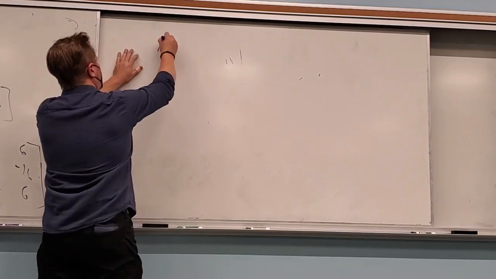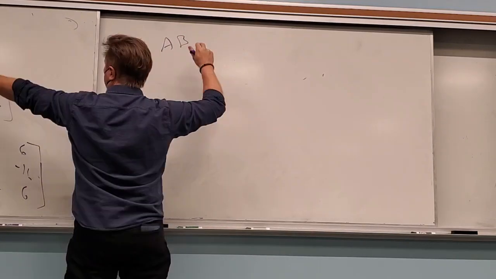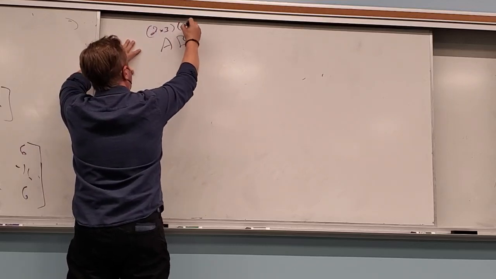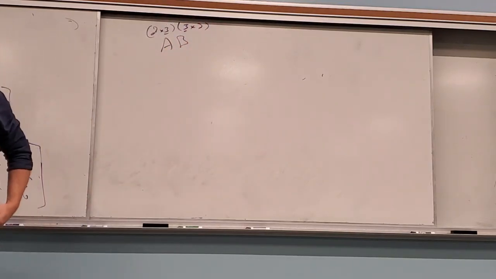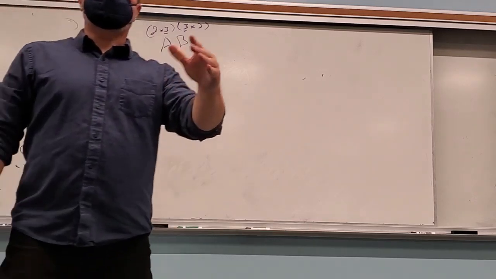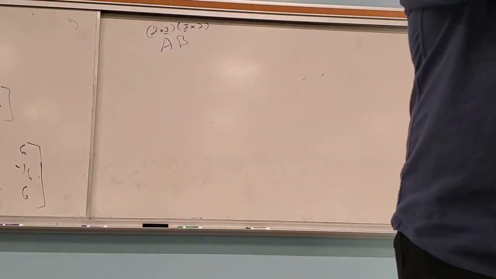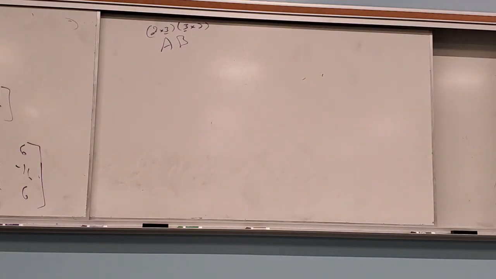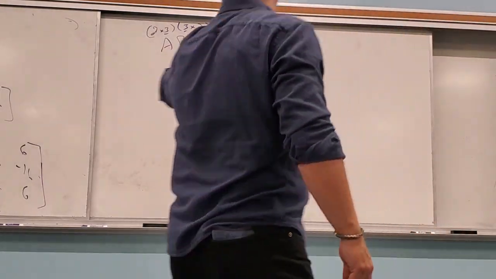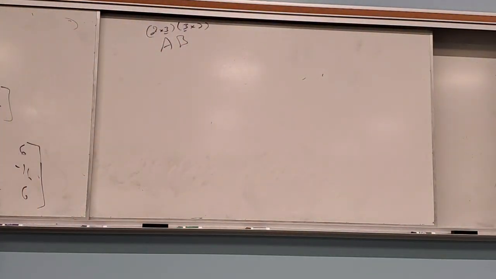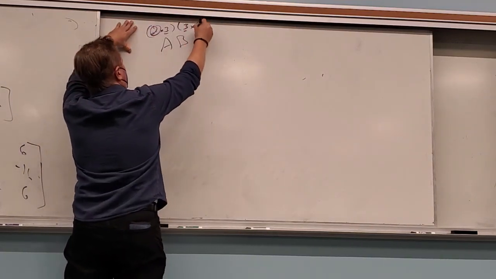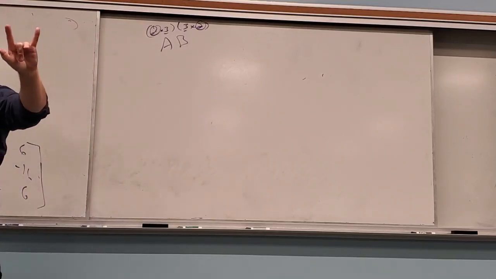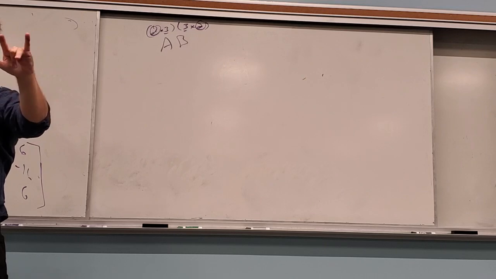Okay, so if I try to do A times B, how big is A? 2 by 3. How big is B? 3 by 2. Do the inner ones match? Yep. Real quick, guys, what is 3 times 4? 12. Don't worry, it's not a trick question. What's 4 times 3? What's B times A? Is A times B going to be the same? How big is the answer going to be? 2 by 2. So matrix multiplication is not commutative.